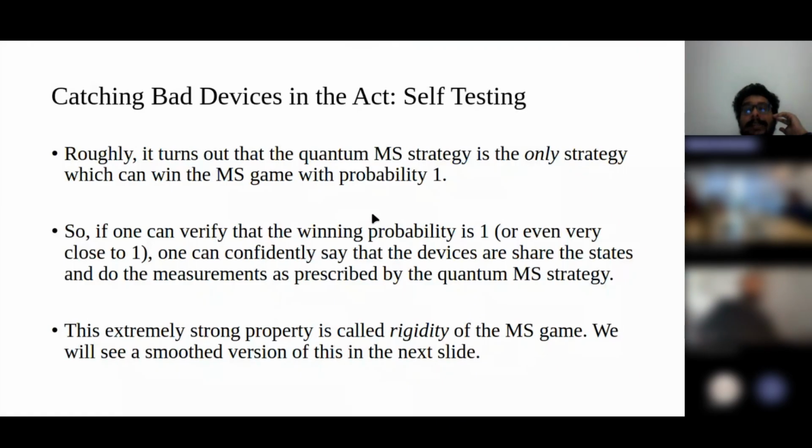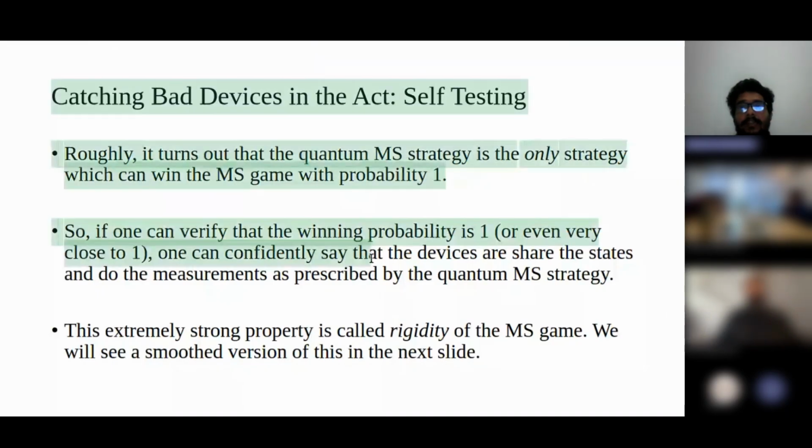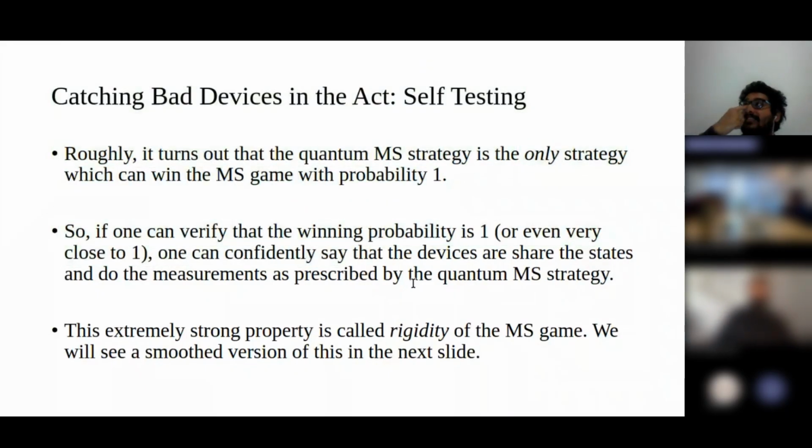This is saying that if you tell me that you're winning this game with very high probability, then I will tell you that you're not doing some arbitrary nonsense. Whatever measurements and whatever state you're sharing, even if it's defined on larger spaces, not 2 qubit or 3 qubit spaces, up to local isometries, you are actually playing the perfect Magic Square strategy, and everything else you're sharing on the larger spaces is just junk.